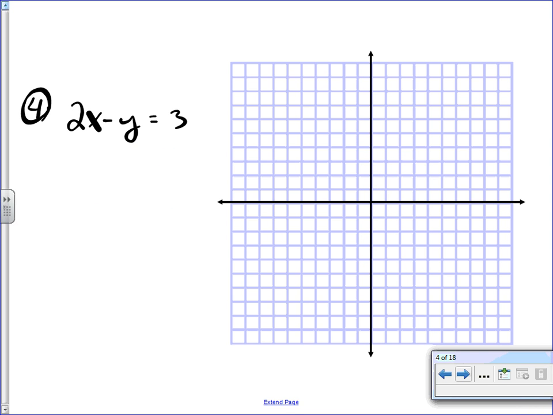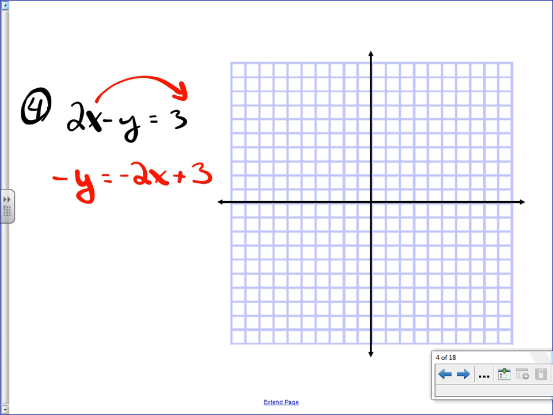All right, let's go to number 4. It's the same thing as number 3. We got to get this thing into slope-intercept form. So we're going to start by moving the 2x to the other side. And we're doing that with subtraction, which is why we have negative 2x.